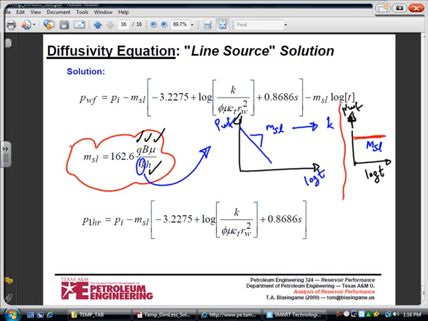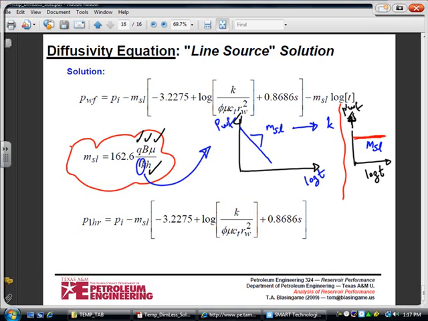Okay, did you get this? What you are going to do is you will have the pressure data, okay? And then you will plot your pressure data versus time. And then if it shows a straight line, then you will understand that you will be in the infinite acting radial flow.